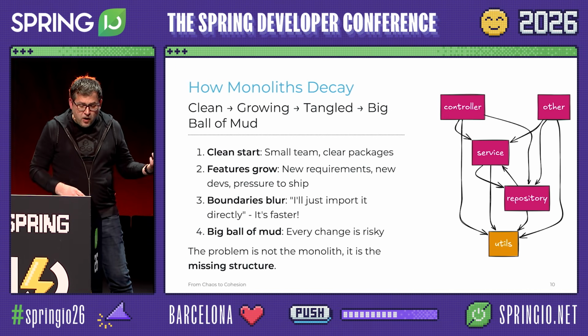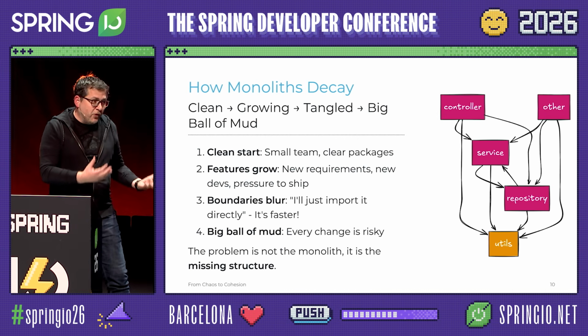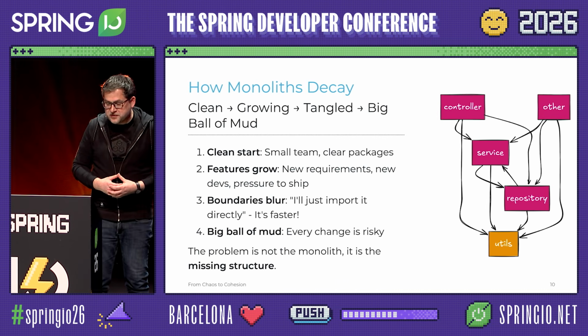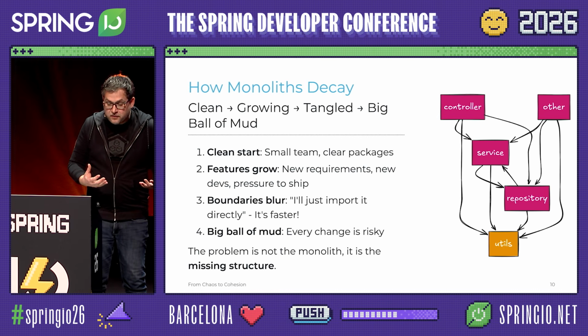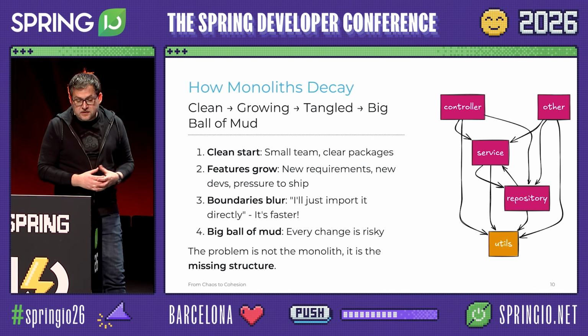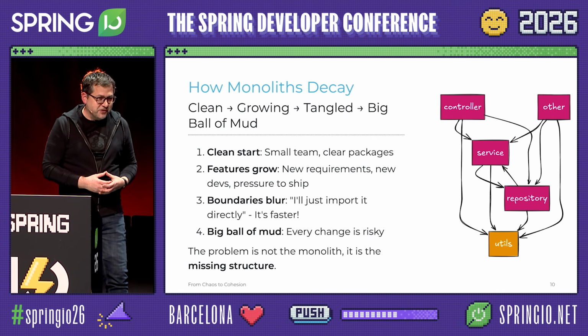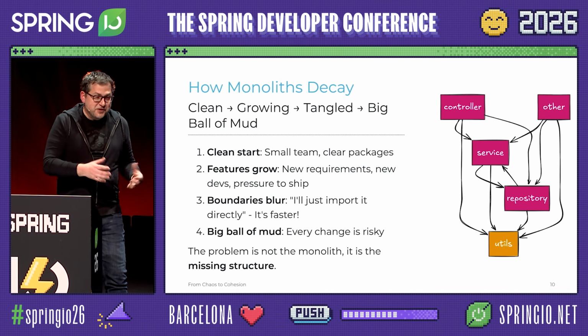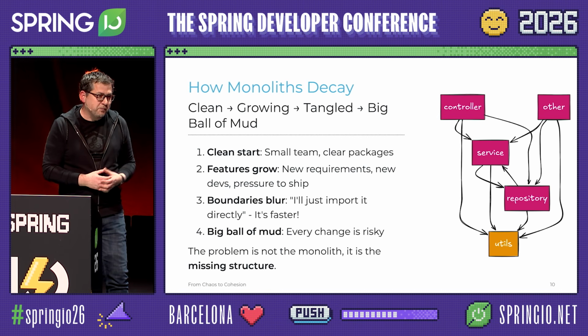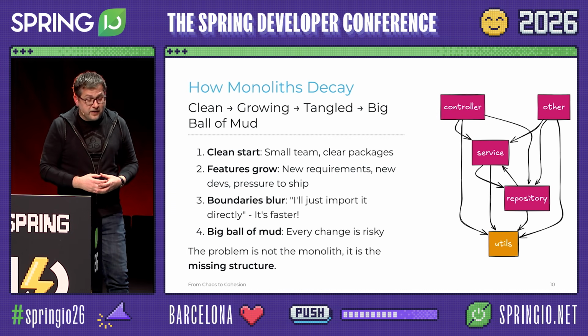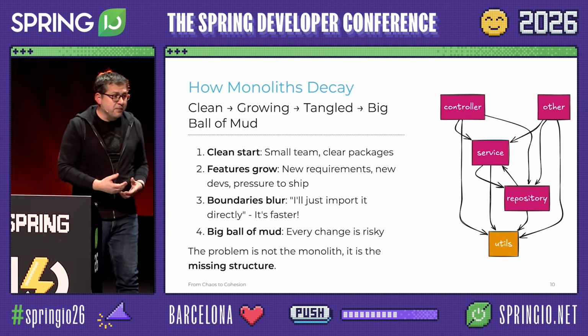So this is how a monolith decays over time. Of course, when you start the project, it's quite simple. Everything is clean, you have a small team, you have a good structure and so on. Everything is ideal, hopefully. That's how we start. But then over time, your application grows. New features are added, new requirements are put into place. We might have new developers joining the team and you have some pressure to ship features, right? So what happens? Yes, the boundaries start to blur over time. You just do an import of something in your application and you know it's not perfect, but it's faster. Not faster during execution, but faster for delivering the feature, right? And over time, this piles up and it becomes a big ball of mud.